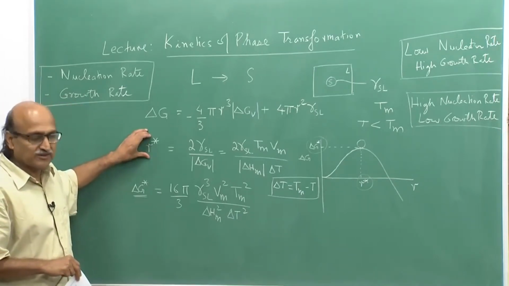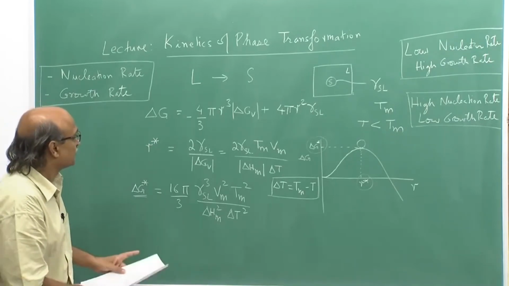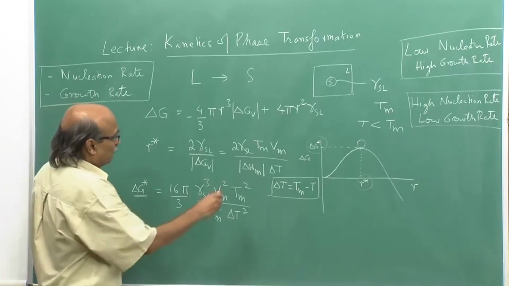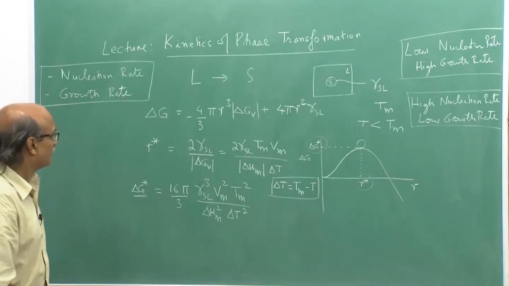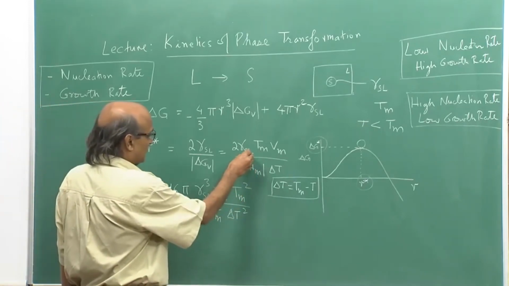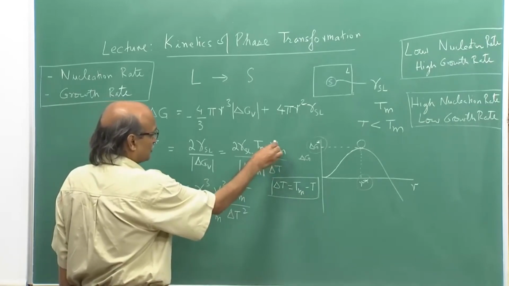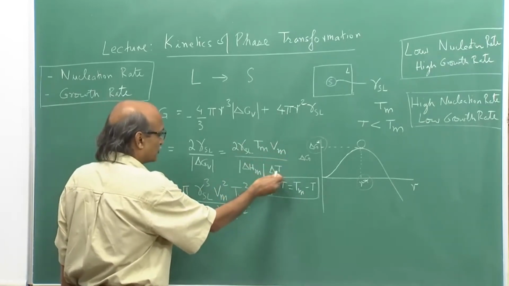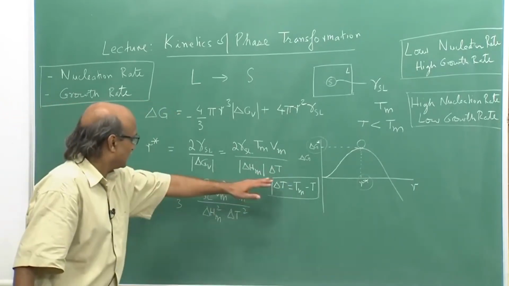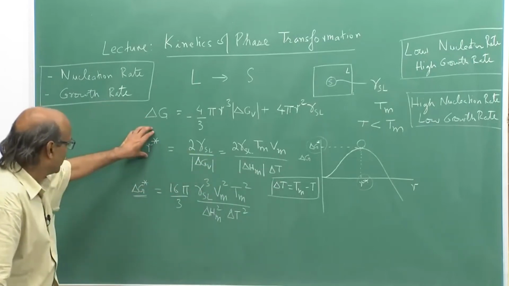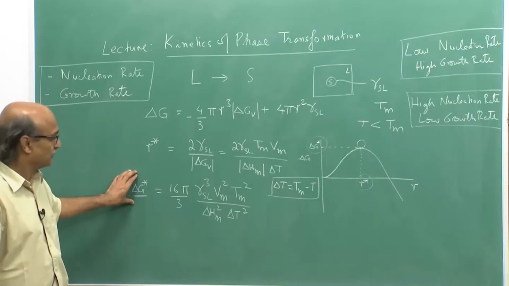Similarly, if you look at the critical size R star, what factor on the right hand side is going to govern R star? Well, for a given system, gamma is constant, enthalpy is constant, Vm is constant, Tm is also constant, so the only thing that is left is the undercooling. So, very clearly, if delta T is small, R star would be large. Similarly, if delta T is small, delta G star would be large.